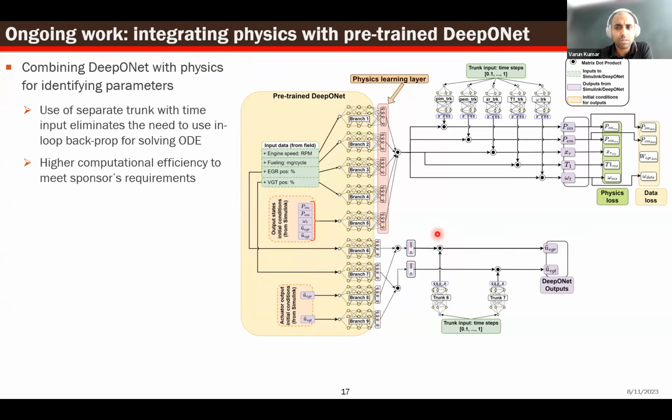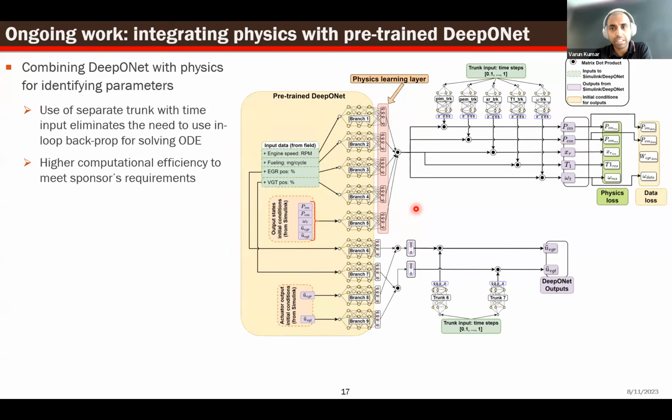Ongoing work. The original objective was to create a pre-trained DeepNet and try to integrate that with a physics-based model. So this is what we are working on currently, where we have this pre-trained DeepNet, and the last layer of the DeepNet we are using for transfer learning, and we are trying to add physics-based equations to learn the last layer. In the process of training this last layer, we are also trying to identify the unknown parameters that Kamal talked about.